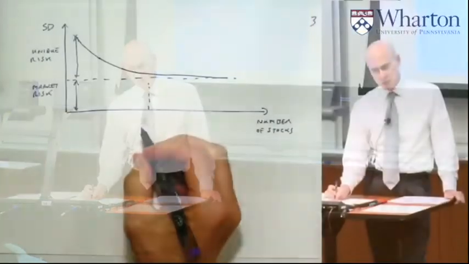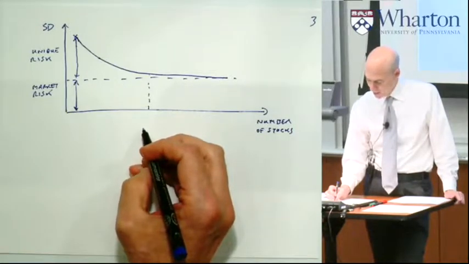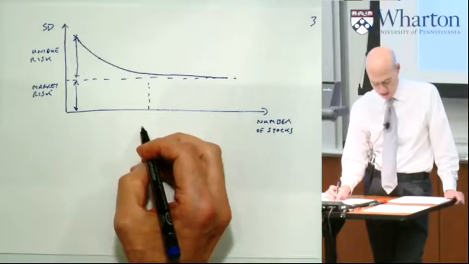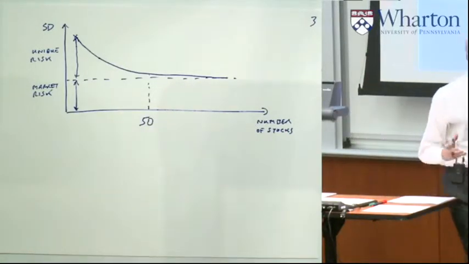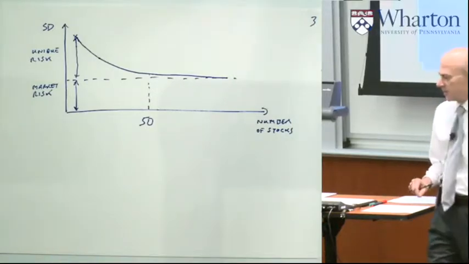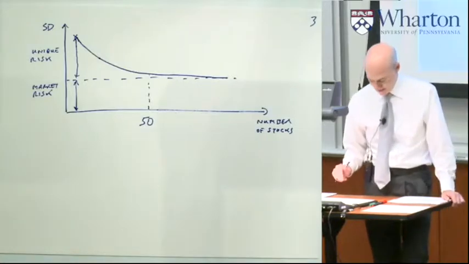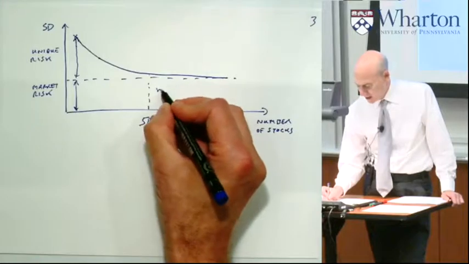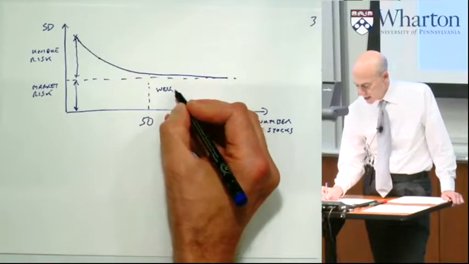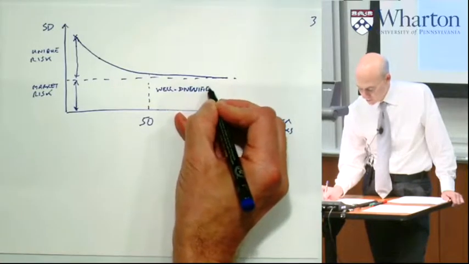That number used to be about 20, but with the increase in globalization and so forth, stocks tend to have become more correlated and less independent. And today you need about 50 stocks, 50 randomly chosen stocks, roughly speaking, to get rid of most of the unique risk. Now, if you have got rid of most of the unique risk, we say that you have a well-diversified portfolio.